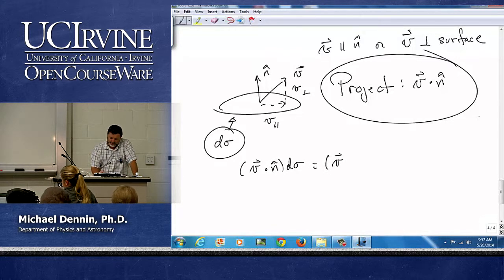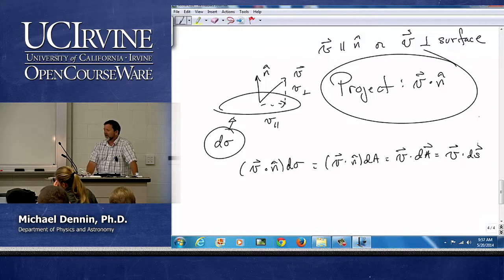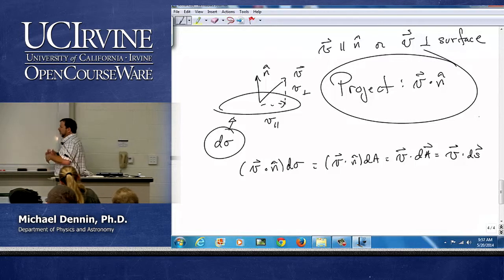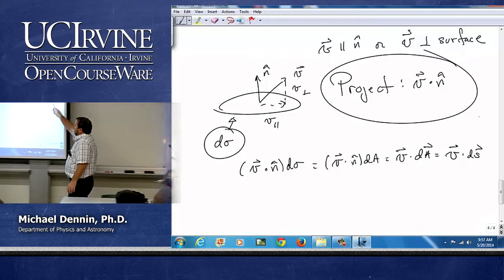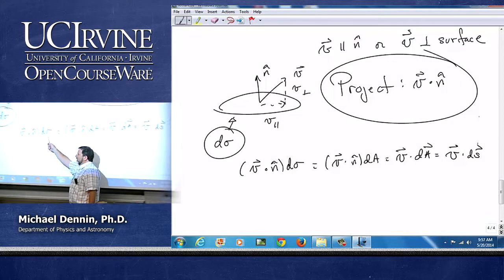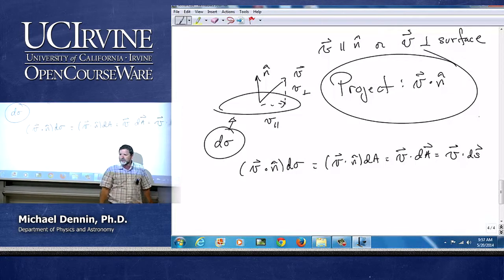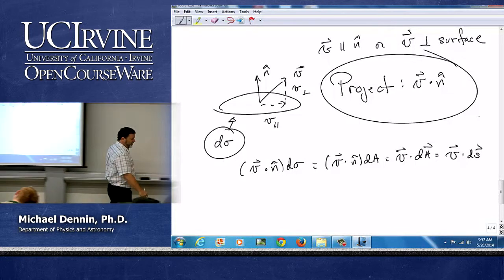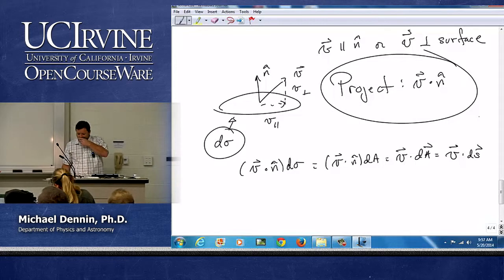You'll see v dot n dA. You'll see v dot dA with a vector sign. You'll see v dot ds with a vector sign. And I can even do v dot n ds. So ds, dA, and d sigma are the most common indications of areas and surfaces. It just depends on the application.